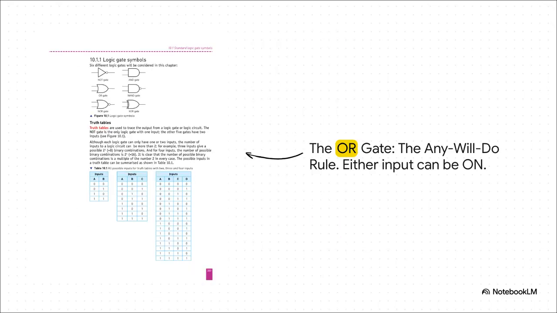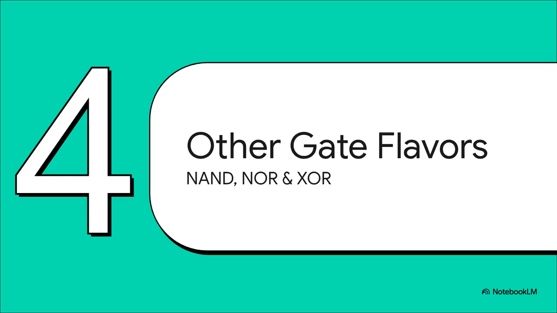Now find the one that looks kind of like a curved shield or a rocket tip. That's the OR gate. And this one is the total opposite of the AND gate. It's super relaxed. If input A or input B is a 1, it's happy to output a 1. The only way you can possibly get a 0 out of this gate is if you give it nothing but zeros.